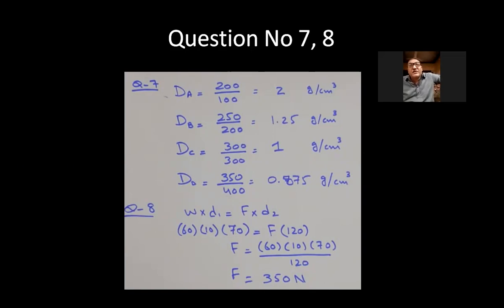Density of C will be 300 divided by 300. Its mass is 300 grams and its volume is 300 centimeter cube, so the density will be 1 gram per centimeter cube. And the density for D will be 350 divided by 400, 0.875 grams per centimeter cube. So the greatest density is option A. Question number 7, A is the right option. It has the greatest density, 2 grams per centimeter cube.